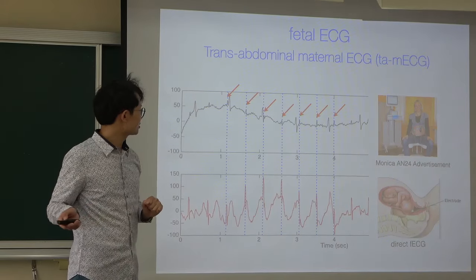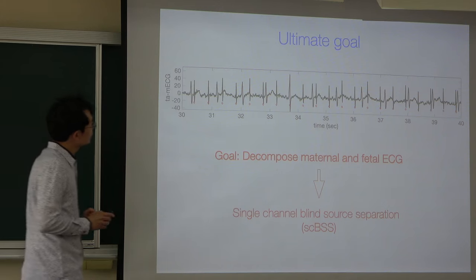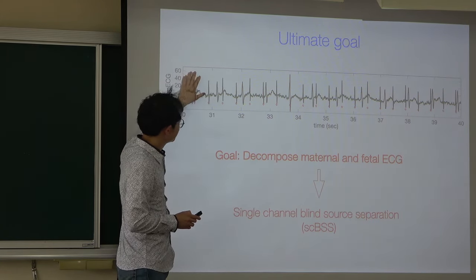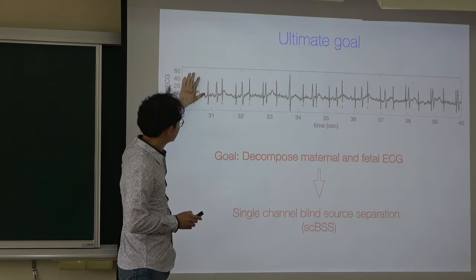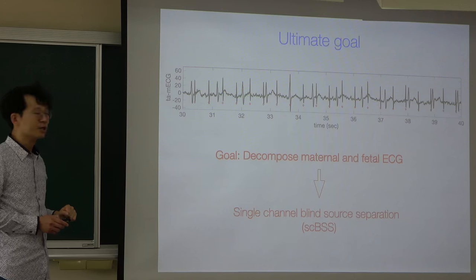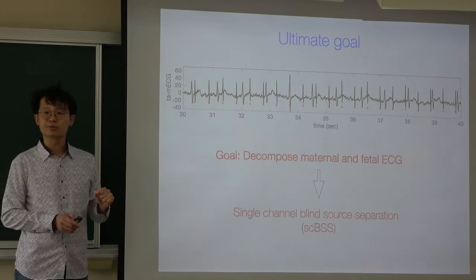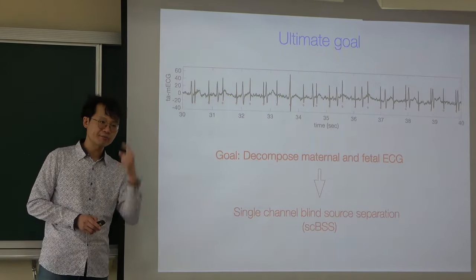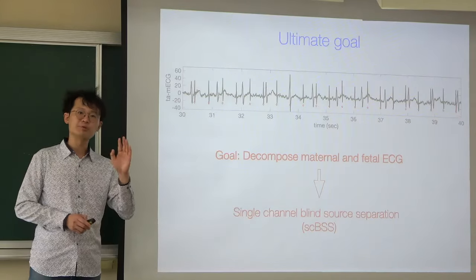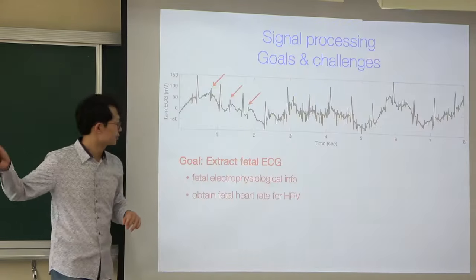And what we have done so far is the following. We know the ultimate goal is to decompose the signal into maternal and fetal ECG. This can be understood as single channel blind source separation, because you only have one channel, but this one channel is composed of two signals. And these two signals have some complicated structures.